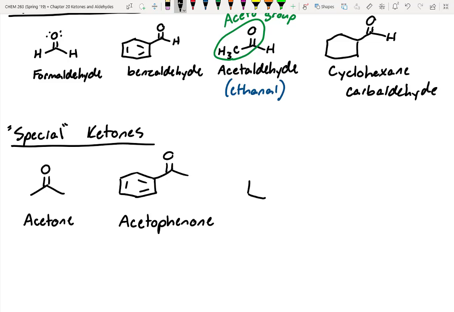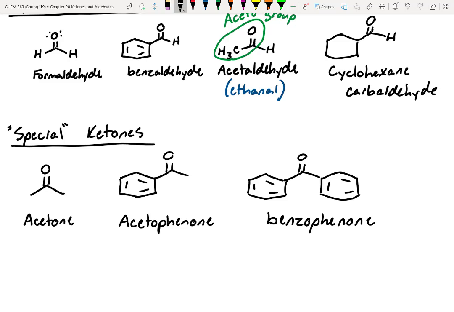All right. And then last but not least, I think this was actually somebody's unknown for the NMR lab. Yeah, I remember that. Big blob of aromatic protons, and that was it. This is called benzophenone. Does that make sense? All of these have the ONE suffix, which is a dead giveaway that they've got to be some sort of ketone.